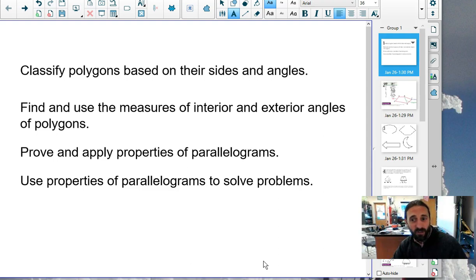Risen's exciting world of analytical and Euclidean geometry. This is Chapter 6, Section 1. We're talking about classifying polygons based on their sides and angles. And then we're going to use the measures of interior and exterior angles of polygons to figure out what kind of polygon they are, what their angles are, and whatnot.